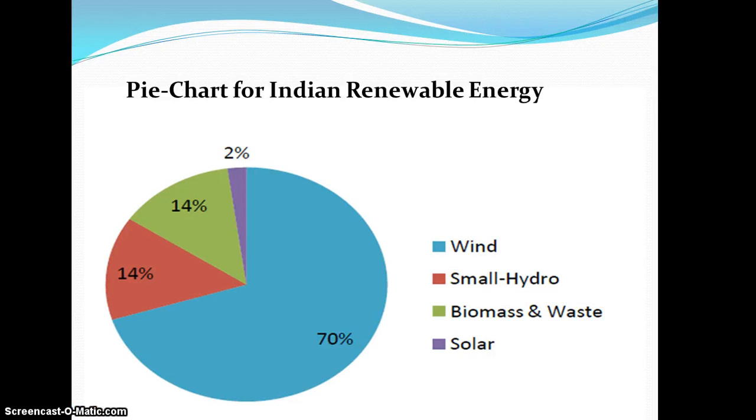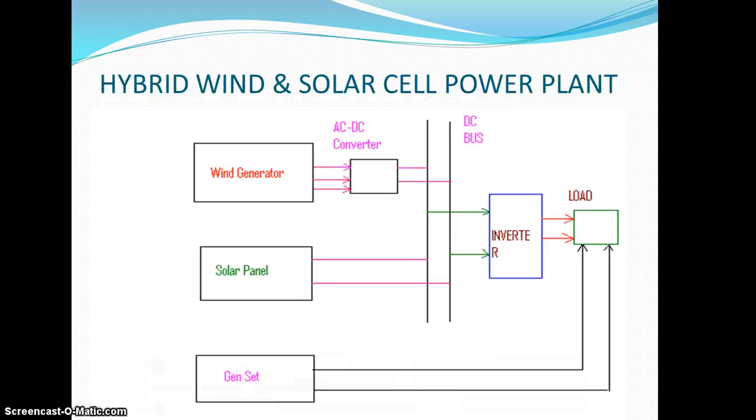This is the pie chart for Indian renewable energy sources. In India, 70% of the energy is supplied by solar, 2% by wind, 14% by biomass and waste, and 14% by hydropower. This is the single line diagram of the hybrid wind and solar cell power plant.